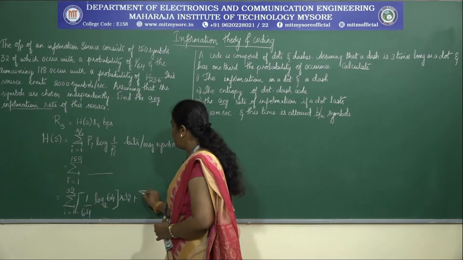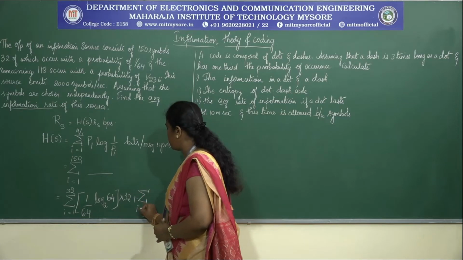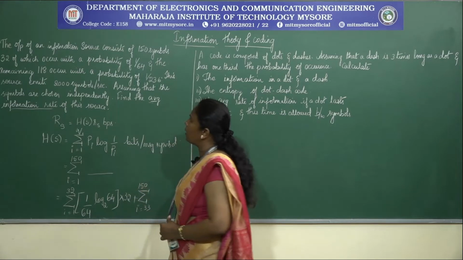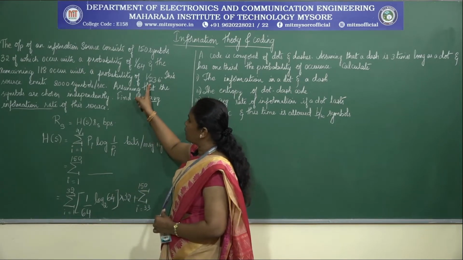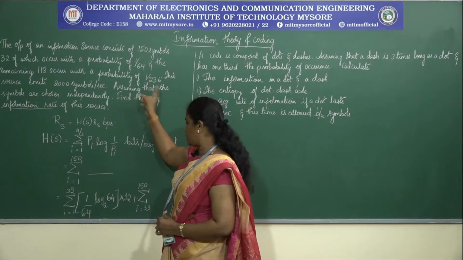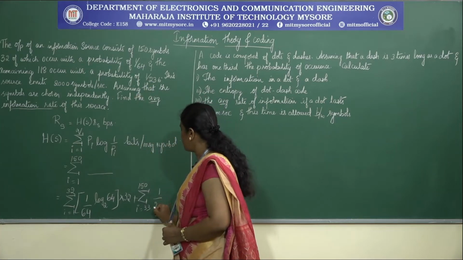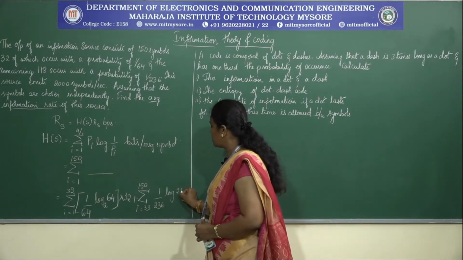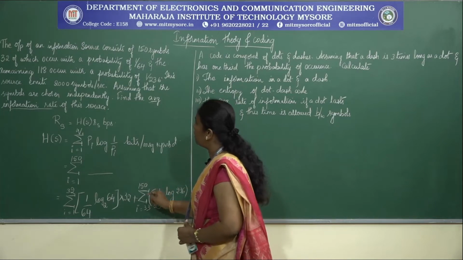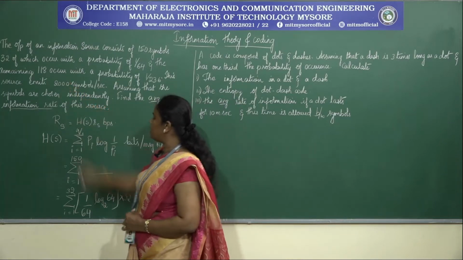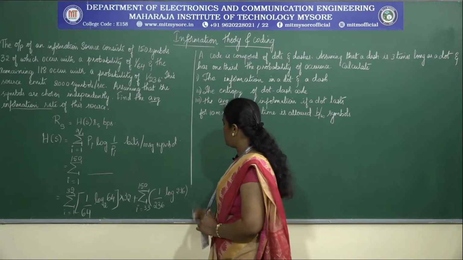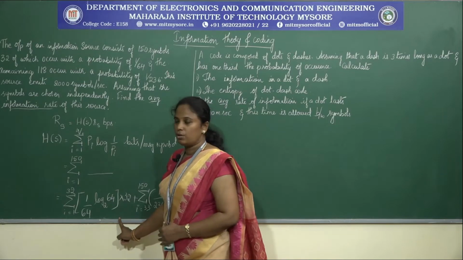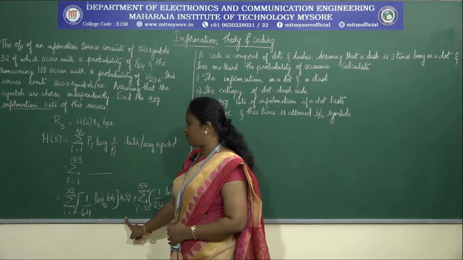Now the remaining symbols, that is from i equal to 33 up to 150, occur with a probability of 1 by 236. So that means 1 by 236 log of 236 multiplied by the number of symbols, that is 118. If you calculate this value, you will get your H of S.